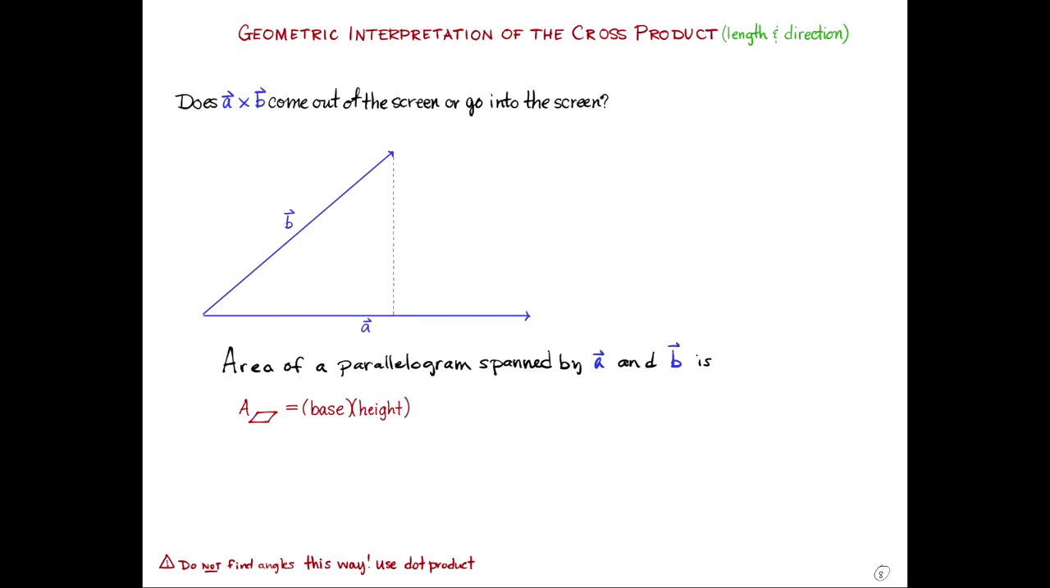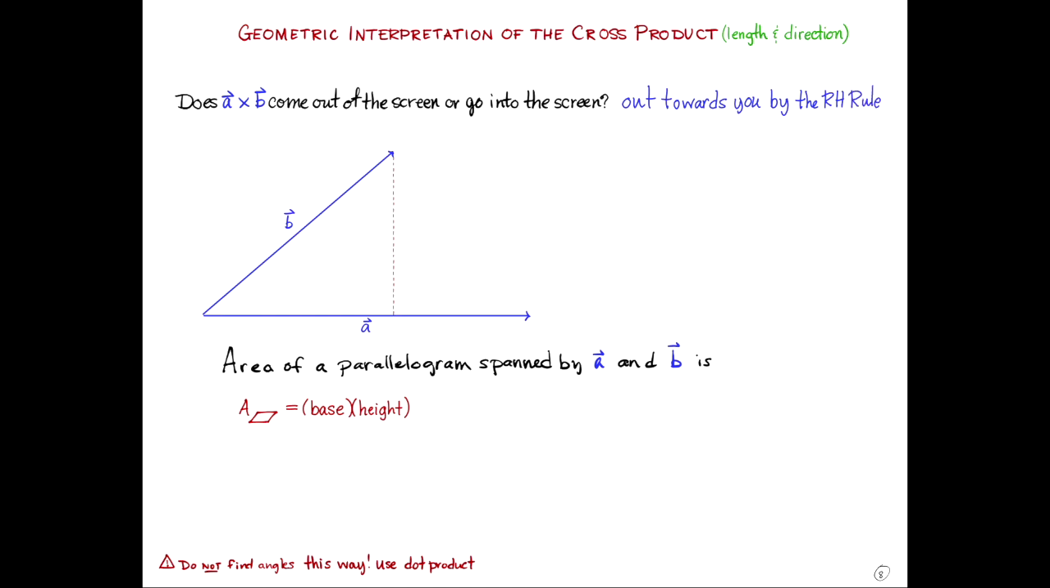Given these 2 vectors, a and b, does a cross b come out of the screen or does it go into the screen? If you lay your hand perpendicular to the same plane as your paper along the vector a and curl your fingers in towards the vector b, then we know that a cross b will come out towards you by the right-hand rule.